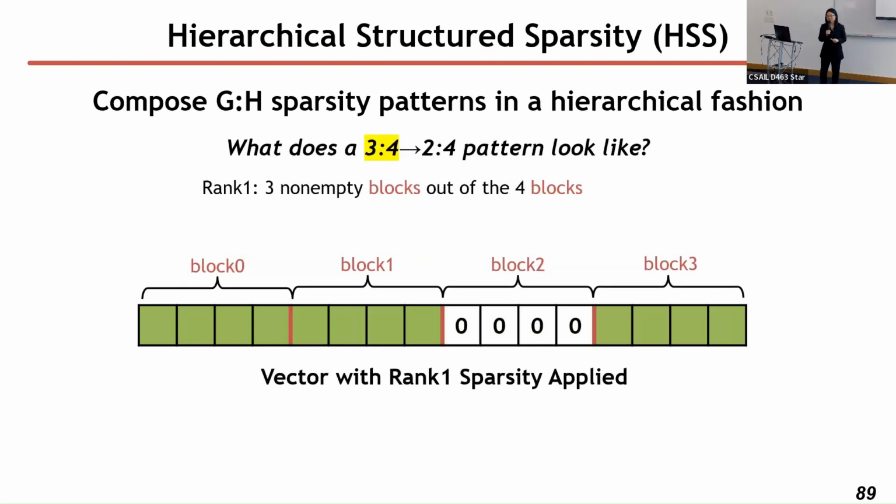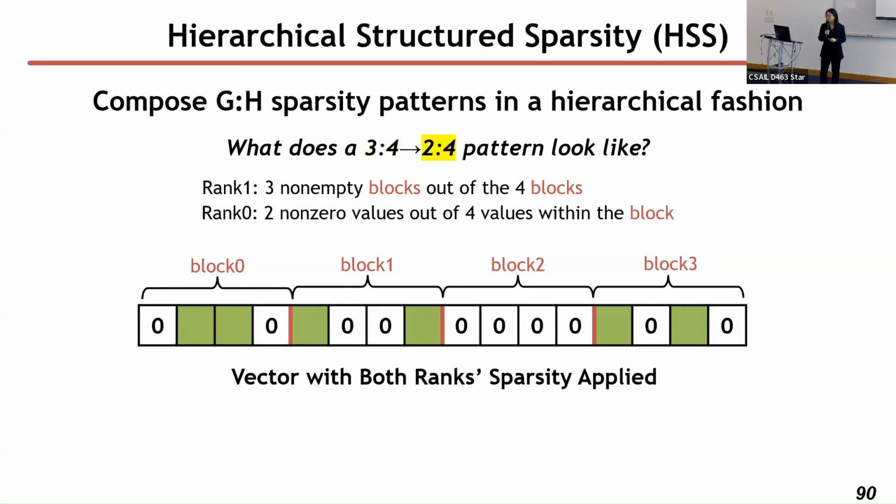This refers to 3 non-empty blocks out of 4 blocks, where non-empty means dense. And blocks refers to, in this example, 4 values, which is a coarser granularity sparsity. And in this specific example, we have block 0, block 1, and block 3 being non-empty, and block 2 being empty. With rank 1 applied, we can further apply rank 0, which has a ratio of 2 to 4. And we apply this ratio to only the dense blocks. And in this case, block 0, 1, and 3 will have a 2 to 4 ratio. So this completes a very simple example of HSS pattern.